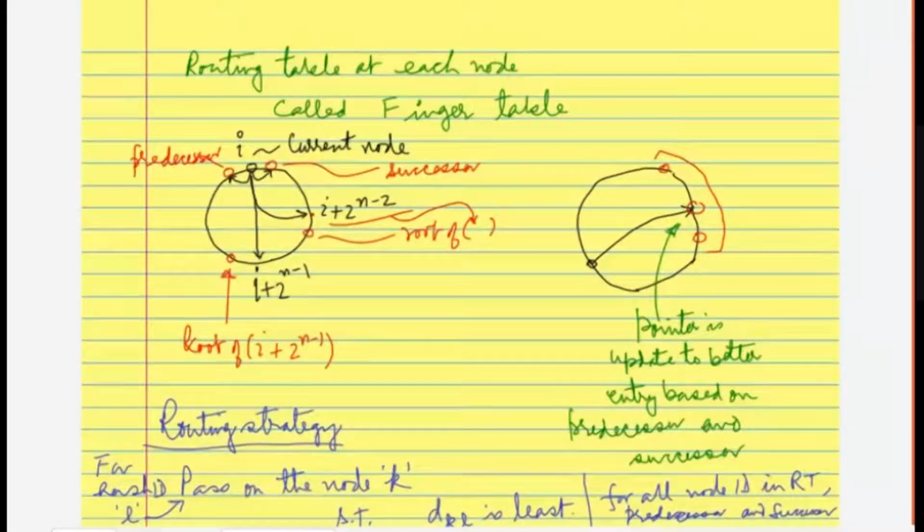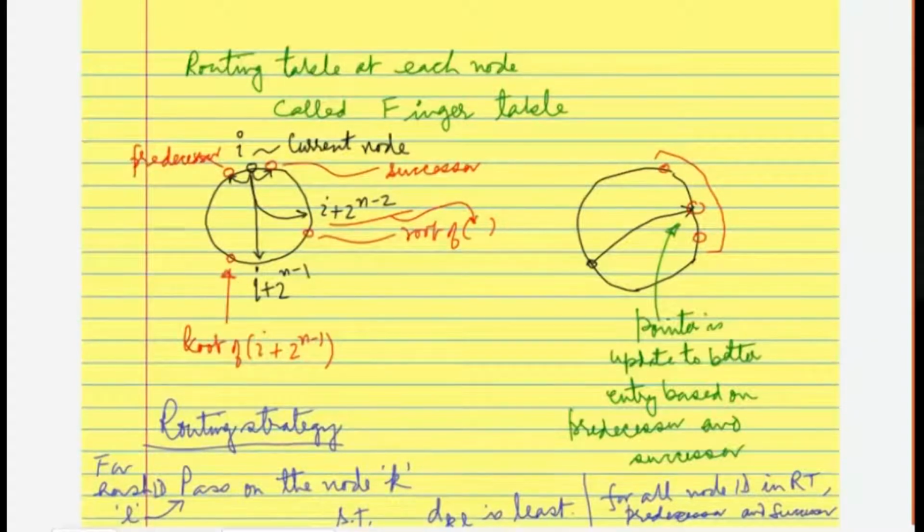Similarly for the quarter, 2 raised power n minus 2, I will add it to I and find out the root node for this. We will keep all the entries. Ultimately at 2 raised power 0, I plus 1, the root node of I plus 1 will always be the successor. The predecessor is always kept for optimization purposes. Otherwise you can't stabilize the routing tables to the correct entries, as we had seen in the previous lecture. And of course, now the routing strategy is very simple.